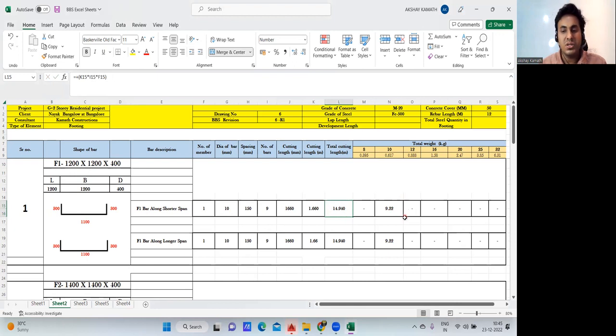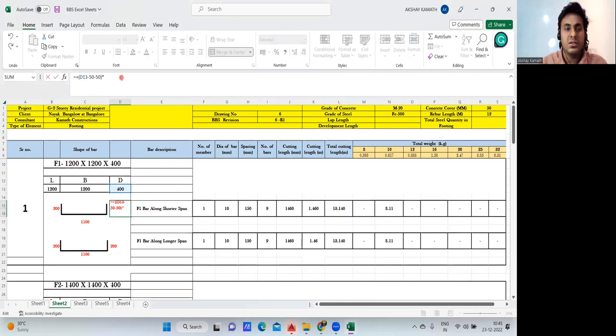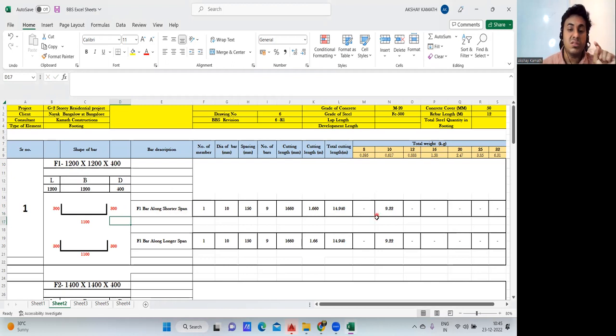So in the Excel sheet, you see here, initially the weight of the steel was 8.11 and the cutting length was 13.14. The moment I remove that, it came to 9.22 and 14.940. Got it? This is case number one. If your company is following this, or if your manager has told you that this is what we follow in the company, then you follow this. No harm in that.